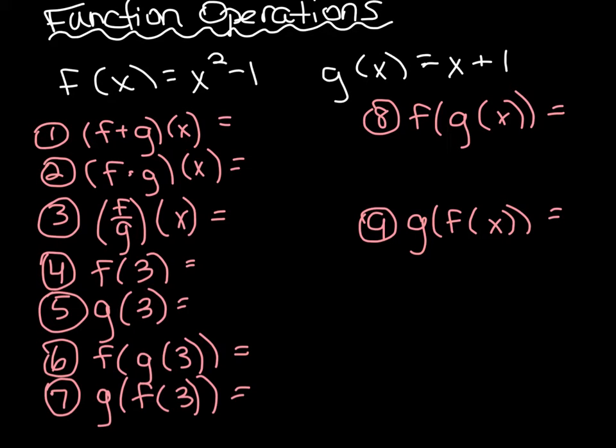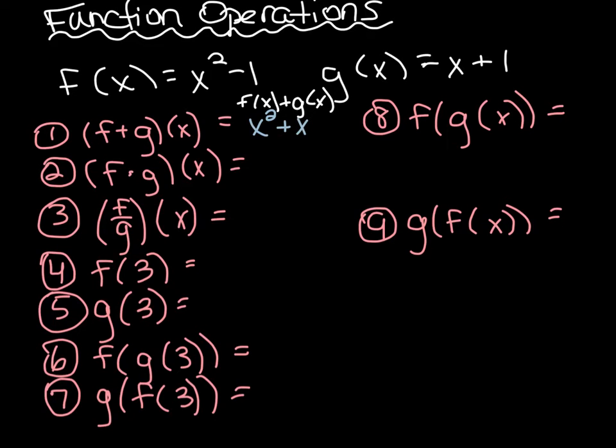Function operations. Let's say we're given two functions to start with, f of x and g of x. When I'm adding them, f plus g of x is the same thing as saying f of x plus g of x. So that's going to be x squared minus 1 plus x plus 1, which is going to give us x squared plus x, and then plus 1 and minus 1 cancel out to 0.